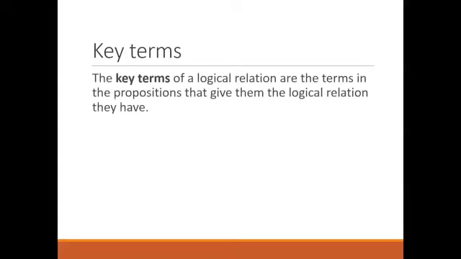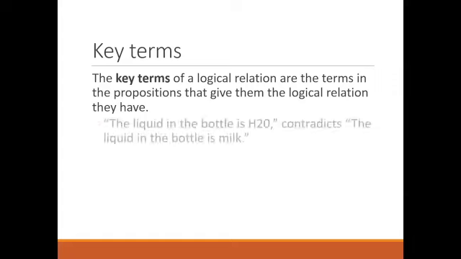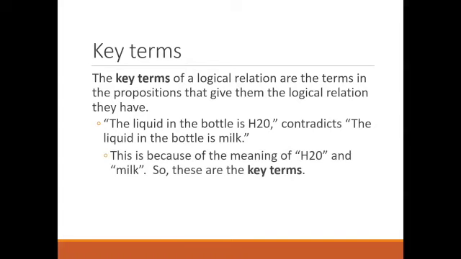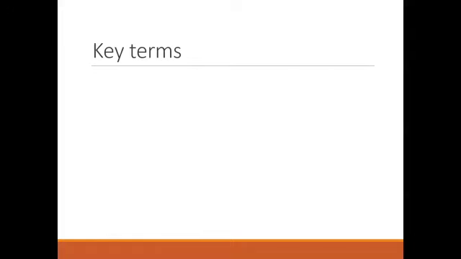The key terms of a logical relation are the terms in the propositions that give them the logical relation that they have. For example, the liquid in the bottle is H2O contradicts the statement that the liquid in the bottle is milk. This is because of the meaning of the terms H2O and milk. So these are the two key terms.